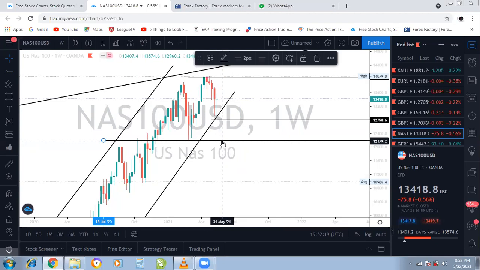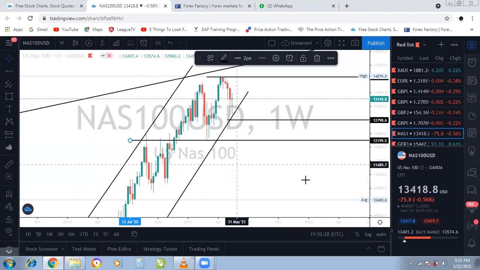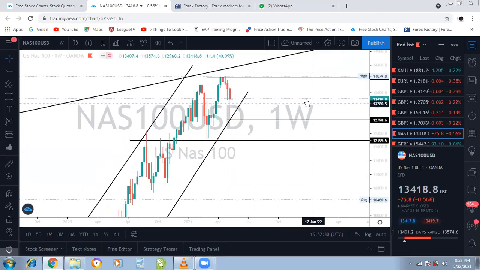Okay, they are spotted on higher time frame, and on higher time frame we have major levels. All those major levels are very, very important. You can as well call it key levels. Okay, I hope you understand that now.